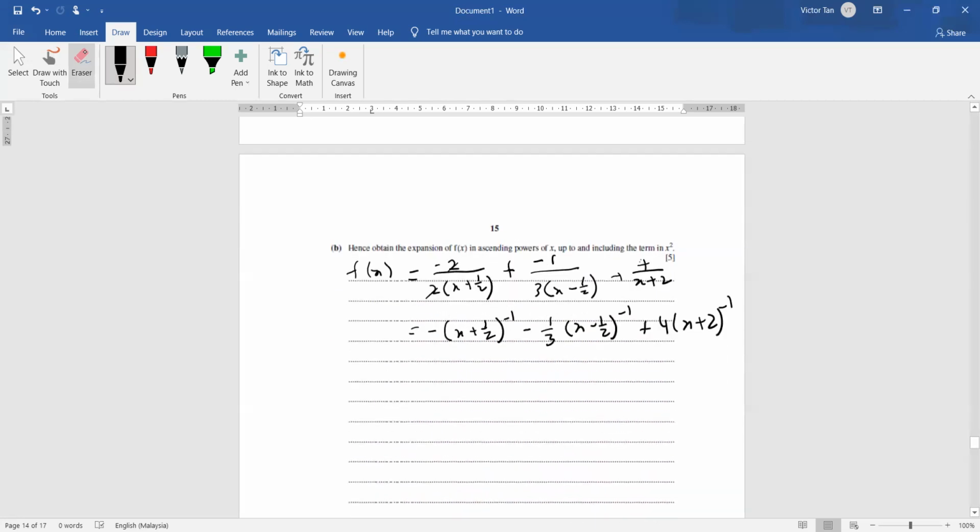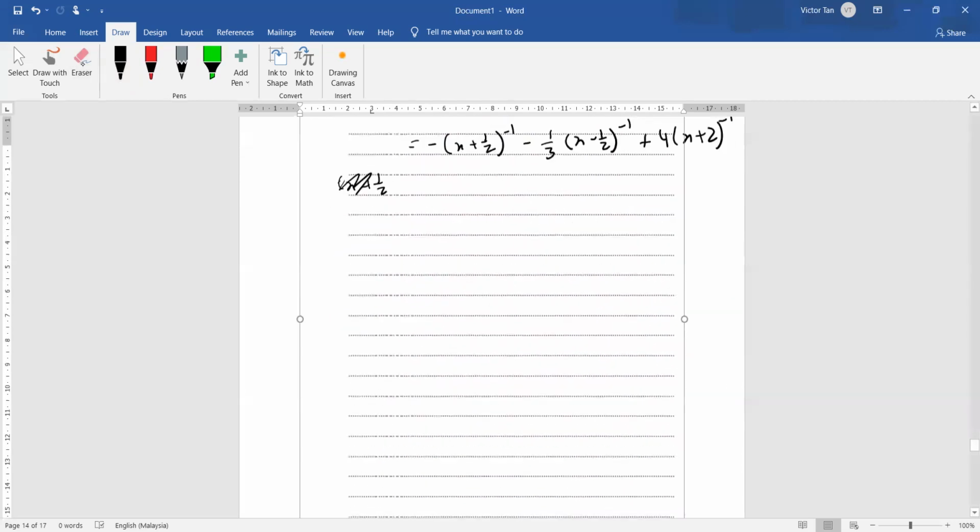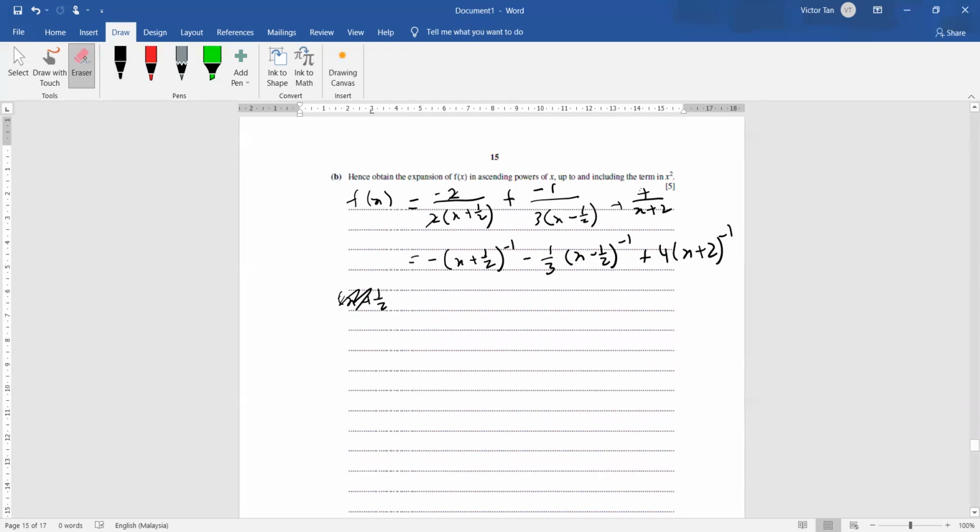Okay, now let's expand each separately. X plus half. Oh, I made a mistake. I should not have factorized in such a way. Okay, I forgot to factorize out the coefficient of x. Let's do this again.